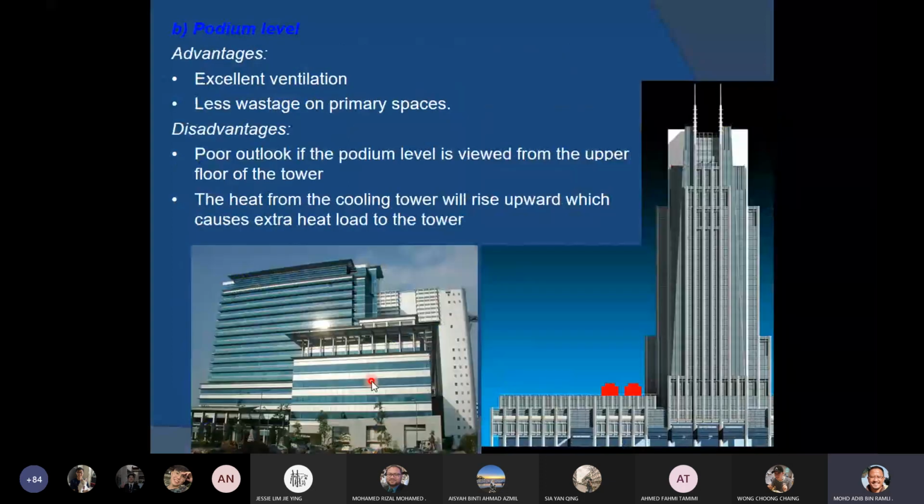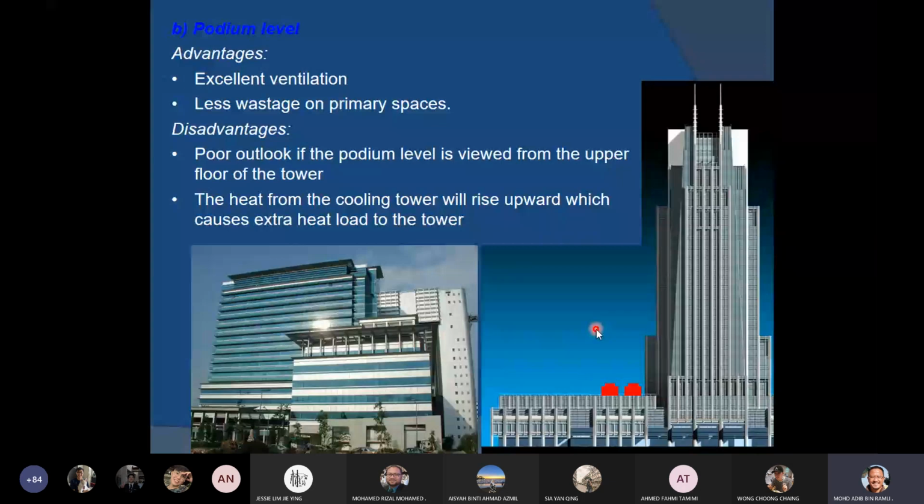Podium level, here the one indicated in red, you can put the cooling tower there as well. Advantages: excellent ventilation because it's open space there. Less wastage on primary spaces because it's not on the ground. Disadvantages: poor outlook if the podium level is viewed from the upper floor of the tower. Just imagine your office is here, next to this podium level. You can see the top of the cooling tower, which is not nice to see.